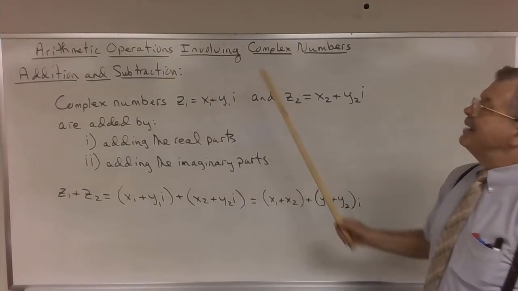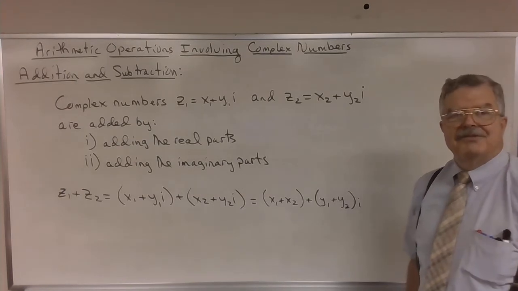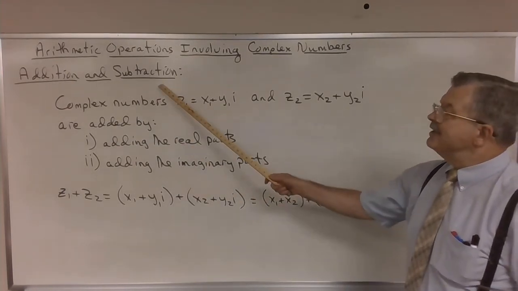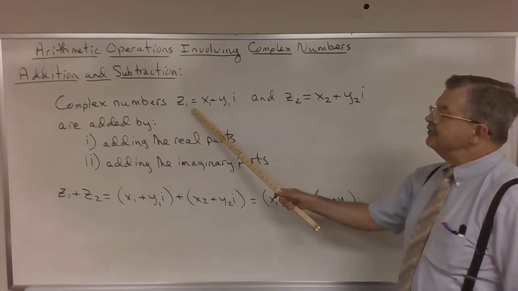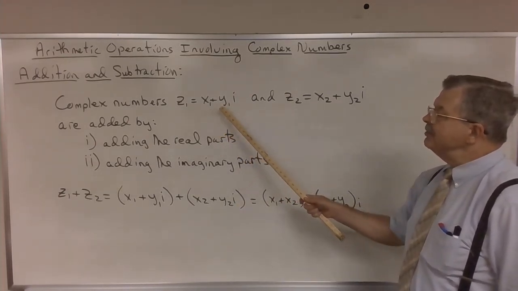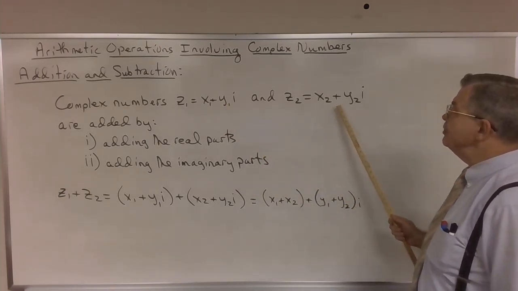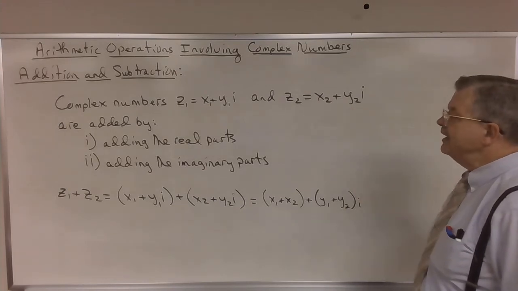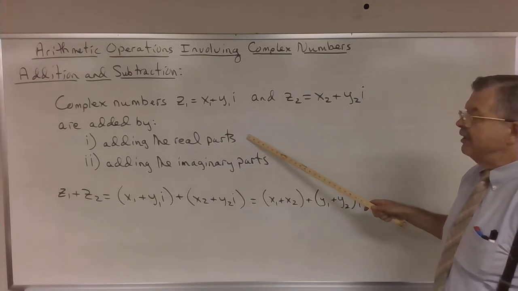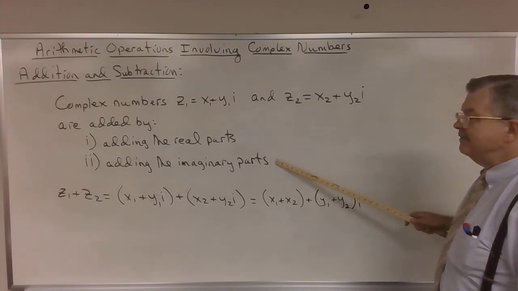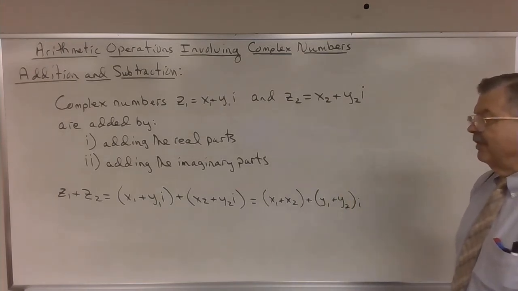Okay, arithmetic operations involving complex numbers. We'll start with the easy stuff first. Addition and subtraction. Complex numbers z1 equals x1 plus y1 times i, and z2 equals x2 plus y2 times i are added by, first, adding the real parts, and then second, adding the imaginary parts. Now let's see how this works.